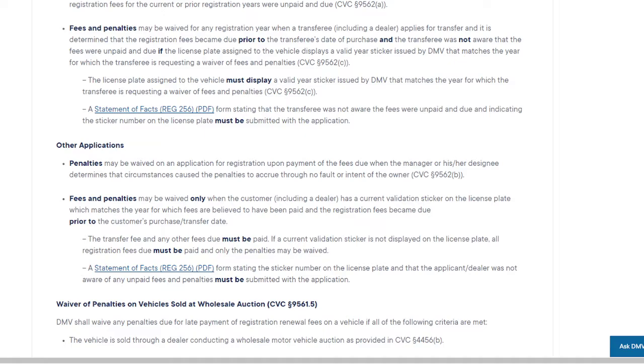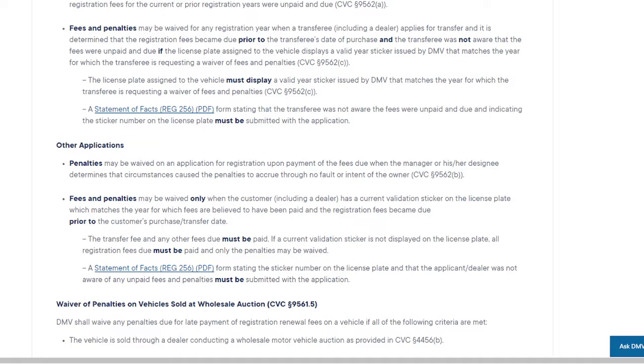Fees and penalties may be waived only when the customer, including a dealer, has a current validation sticker on the license plate which matches the year where fees are believed to have been paid and the registration fees became due prior to the customer's purchase/transfer date. The transfer fee and any other fees must be paid.